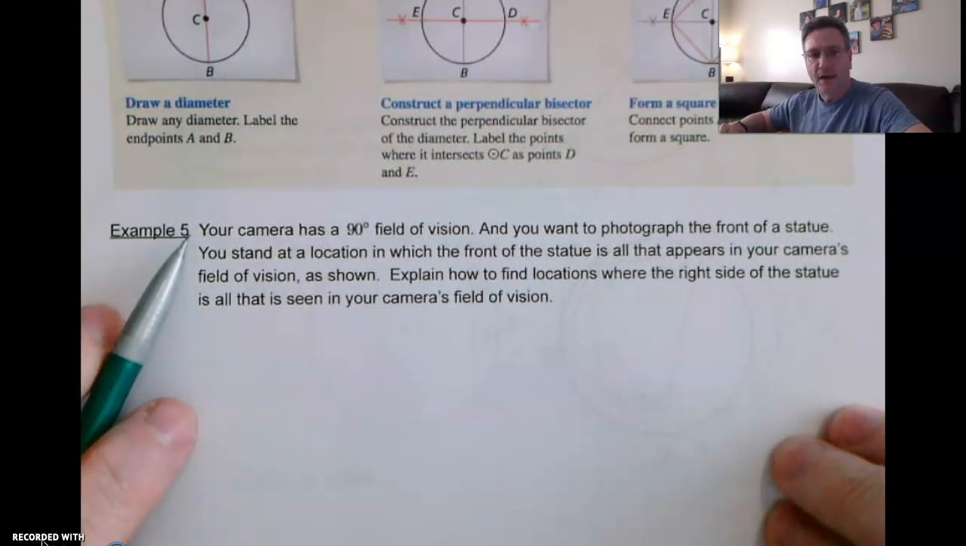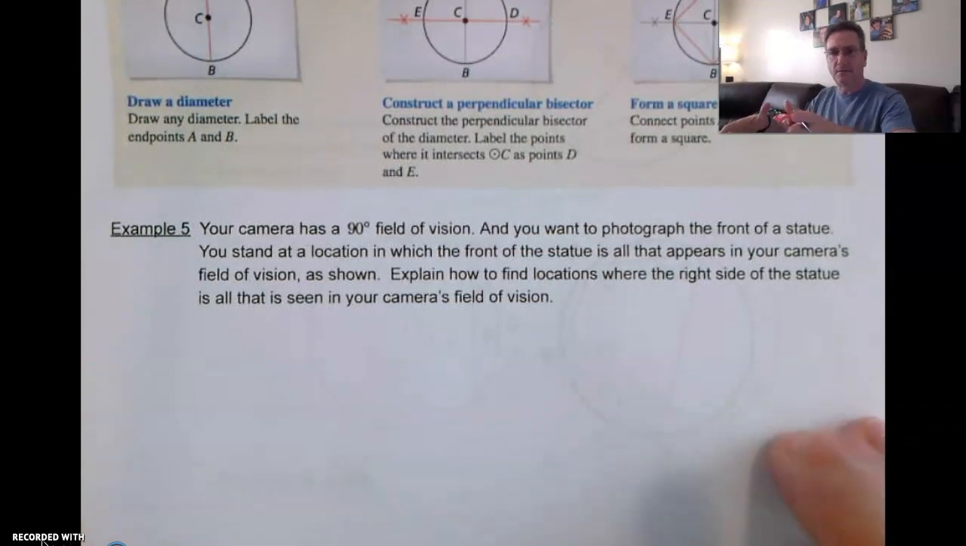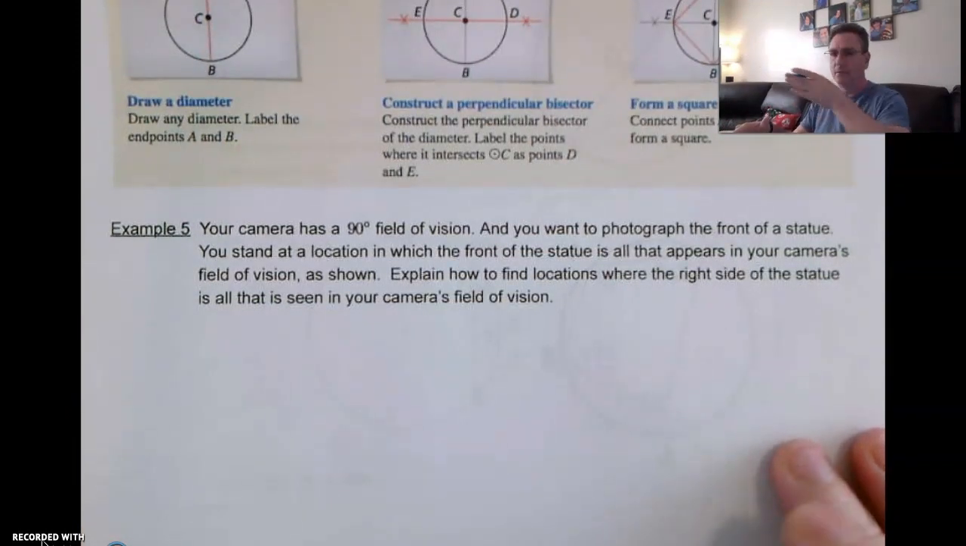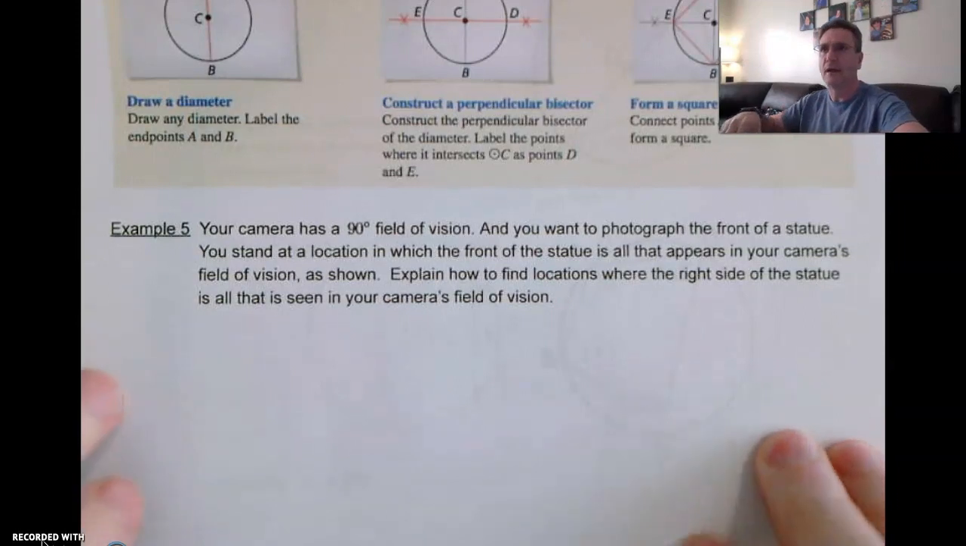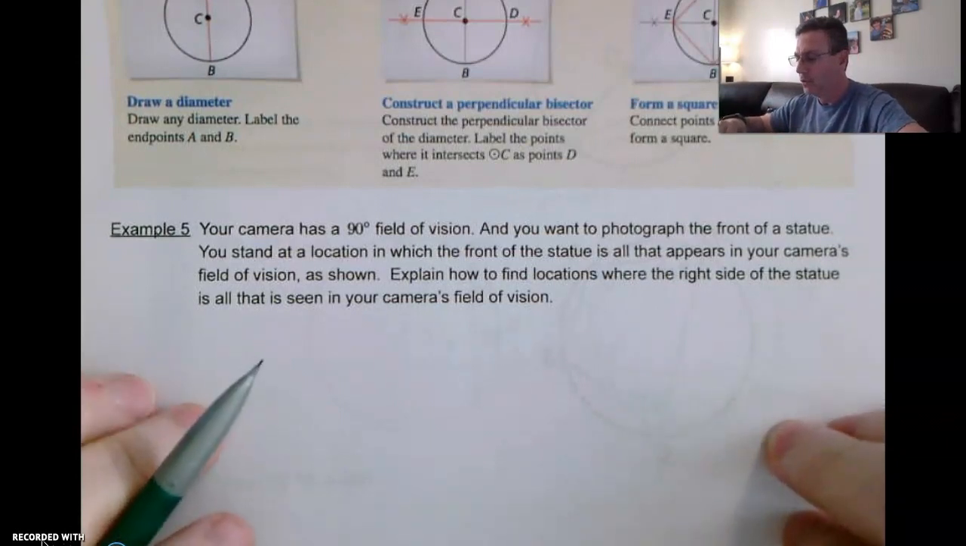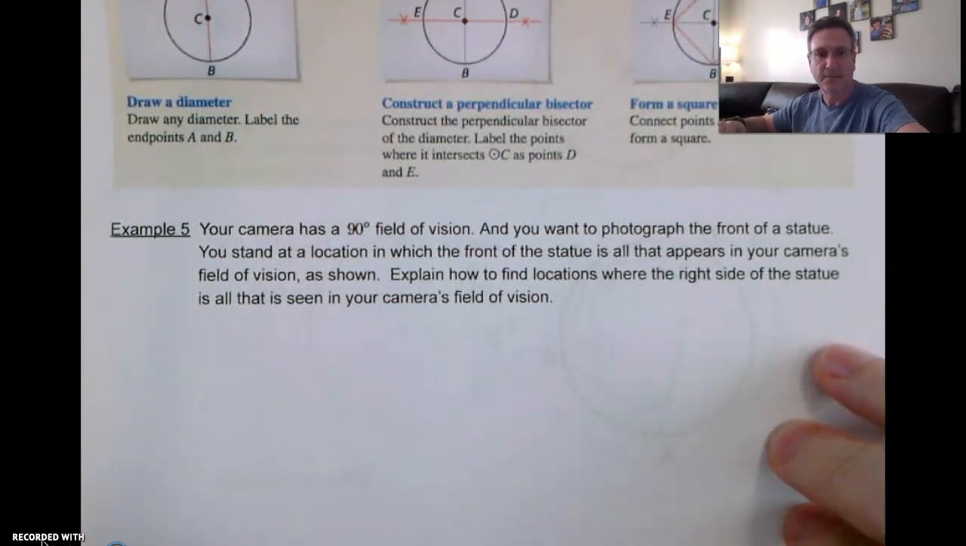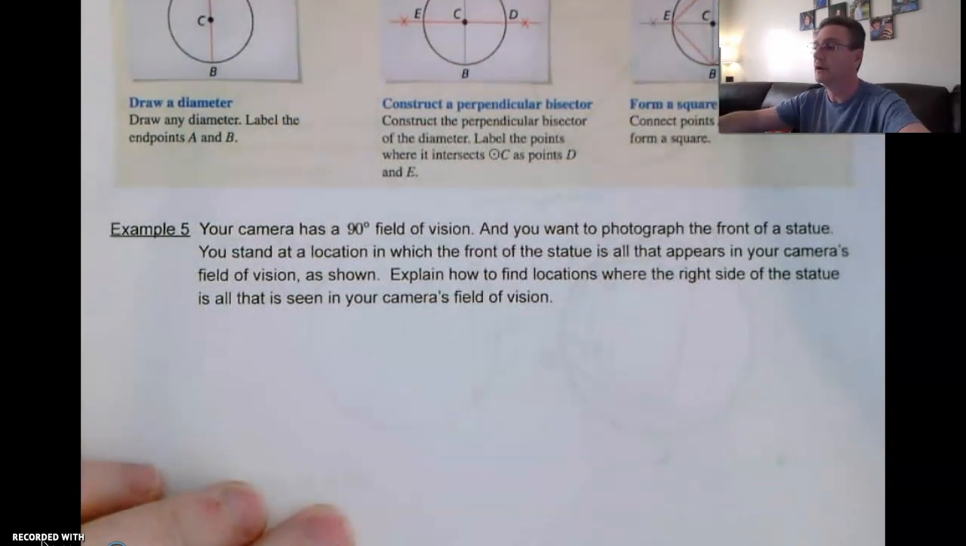Example 5, your camera has a 90-degree field of vision. That means when you look out, the angle at the edges of the field of view is a 90-degree angle. You want to photograph the front of a statue. You stand at a location in which the front of the statue is all that appears in your camera's field of vision as shown. Now it's shown on the next page.